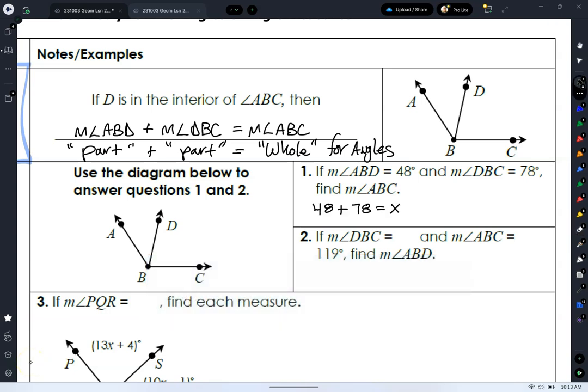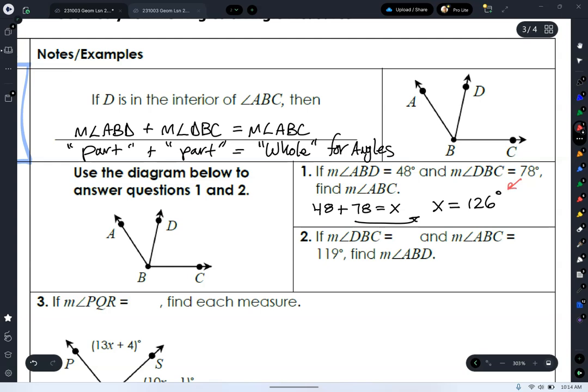The problem should have looked like that, because we're looking for the whole. The whole is what we don't know. And then we would just combine our like terms, and we would end up with an answer that looks like this. X is equal to, what's 48 plus 78? Watch me. 126 degrees.